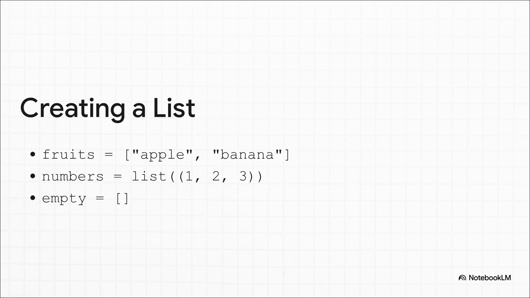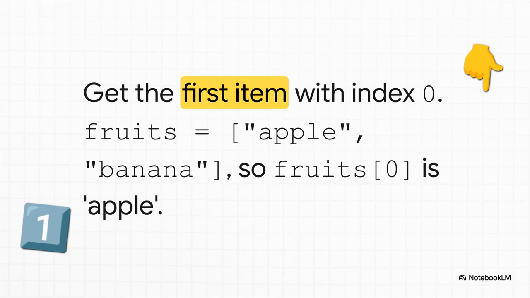And hey, sometimes you don't know what's going to be in it yet, right? So you can just create an empty list and start adding stuff to it later. Okay, you've got stuff in the list. How do you get it out? This is one of those things you just have to burn into your brain. In Python, we count from 0, always. So the first item isn't at position 1, it's at position or index 0. To get apple out of our list, we ask for what's at index 0.